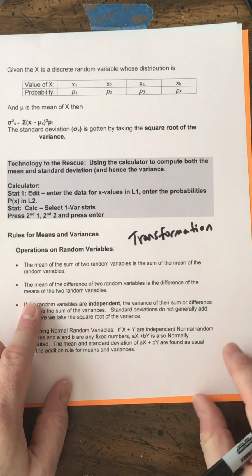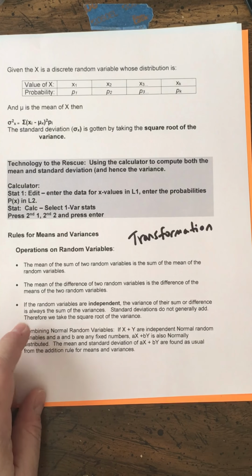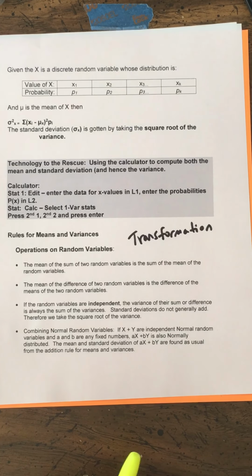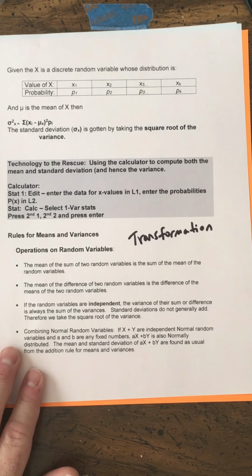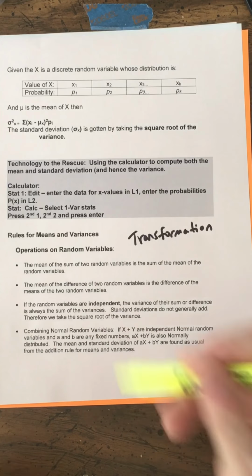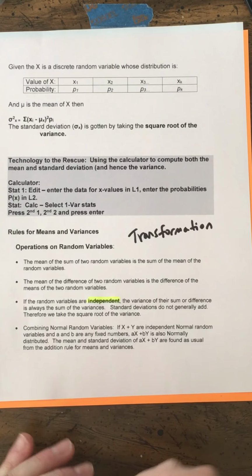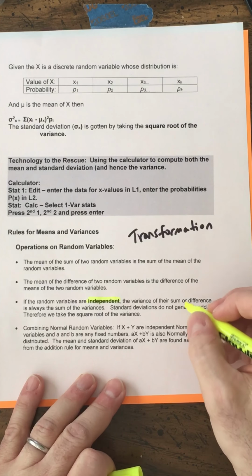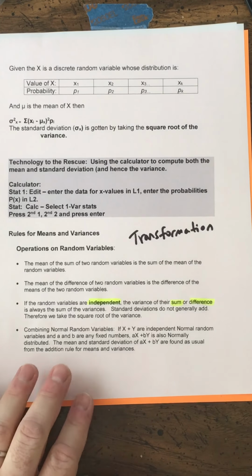You just simply subtract. Now, here's something new, and this is important. If the random variables are independent of each other, let me just highlight that because it's important. The variance of the sum or the difference is always the sum of the variances.